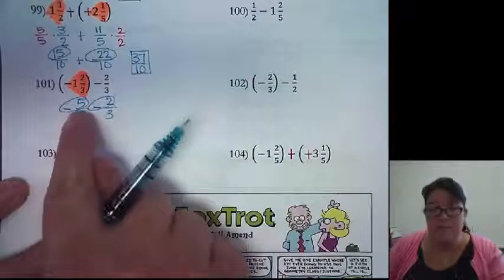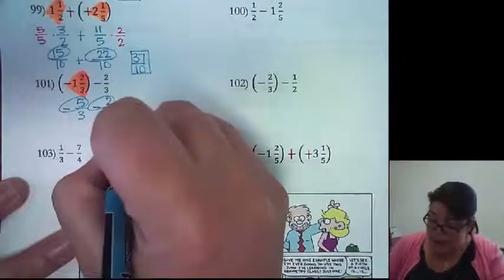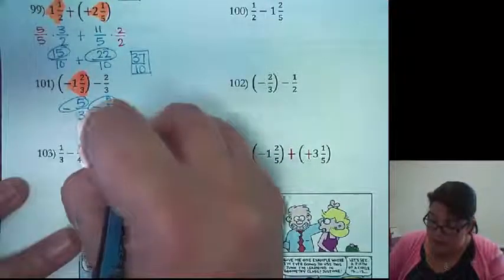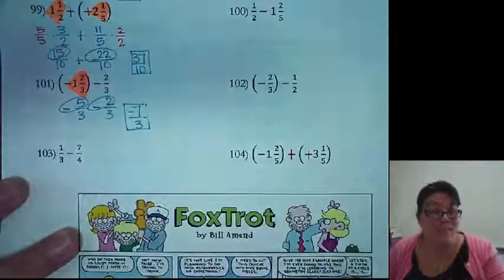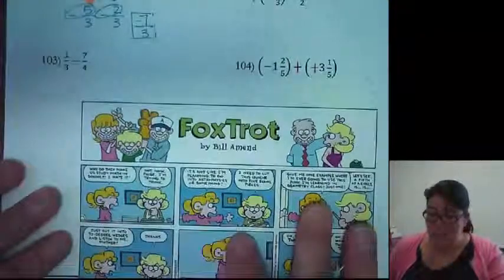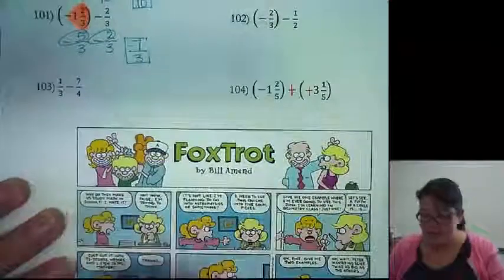So negative 5 and negative 2. They're both negative, so same signs, add and keep. 5 plus 2 is 7. Keep the negative, keep the denominator. Is that what you got too? Let's take a look at 103, last one, and then we'll take a look at our awesome comic down here.